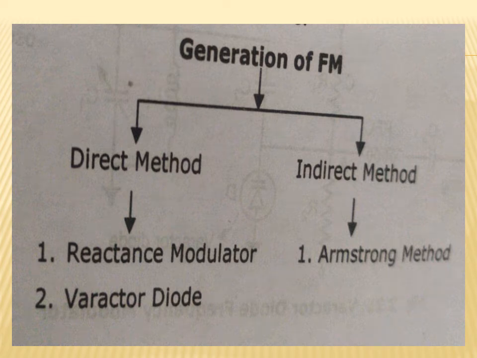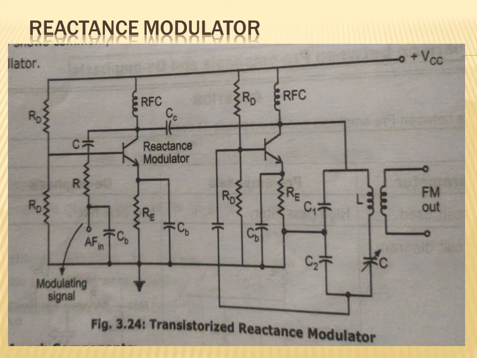Today we will see the generation of FM. The FM signal is generated by the direct method and the indirect method. Types of direct methods are the reactance modulator and the varactor diode, and the type of indirect method is the Armstrong method. In today's lecture we are going to see the generation of FM signal by using the direct method, that is by using the reactance modulator and the varactor diode. In the next lecture we are going to see the FM generation by using the Armstrong method.